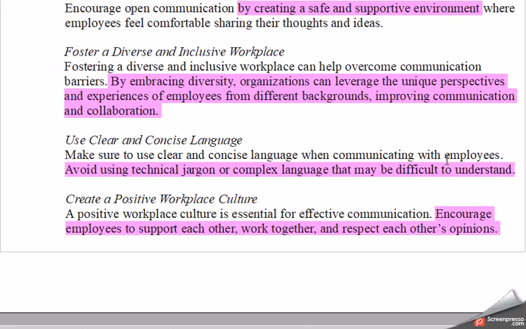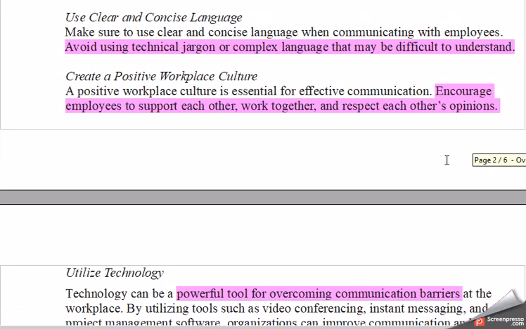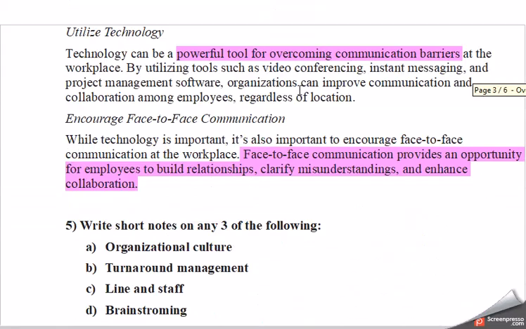You should avoid using technical jargon or complex language that may be difficult for the other person to understand. Create a positive workplace culture. Encourage employees to support each other, work together, and respect each other's opinion. To avoid competition and misunderstanding, this is very important.